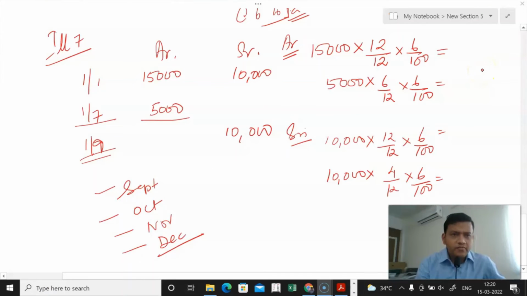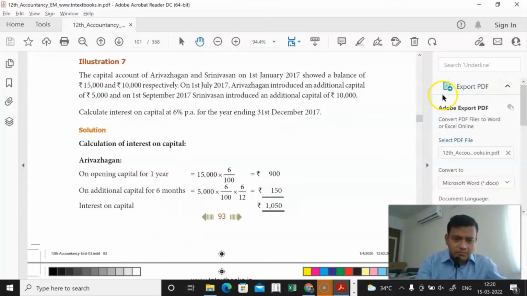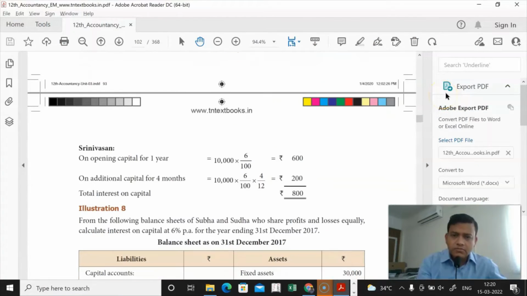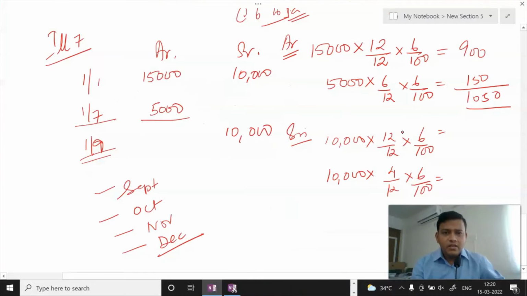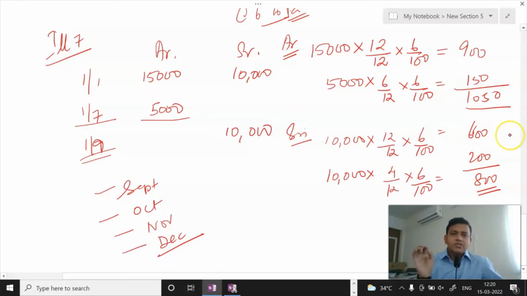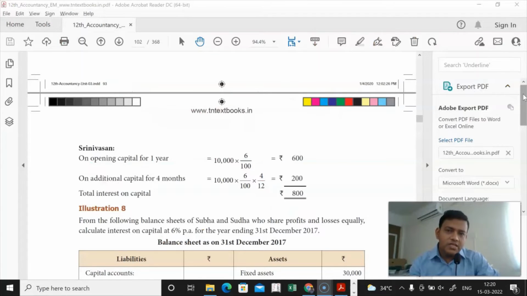900 and 150. So the total is 1050. For Srinivasan, it is 600 and 200, that comes to 800. So now this is going to be the interest on capital. So with this we have found out what is the interest on capital for Arivaragan and Srinivasan. So we'll pass the entries now very quickly. We'll go to the material once again. Okay, so they have not asked.